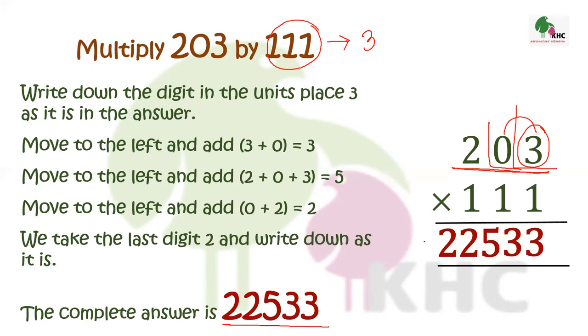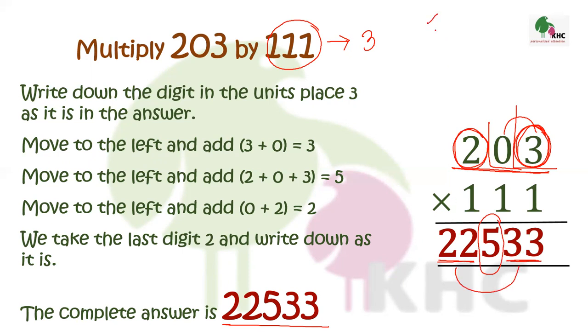Now if you carefully look at this calculation, you see that 2 was the hundreds digit, and here you have got two twos. 3 was the ones digit. You got two threes, and in between you got 5. 5 is the sum of these two numbers.